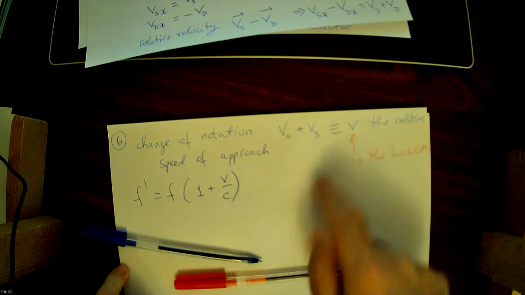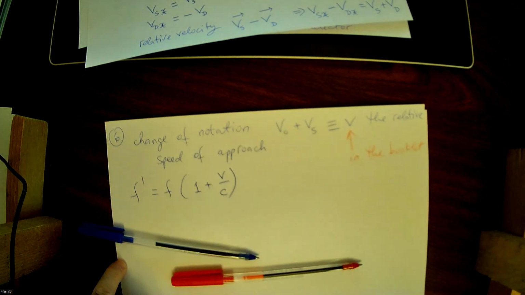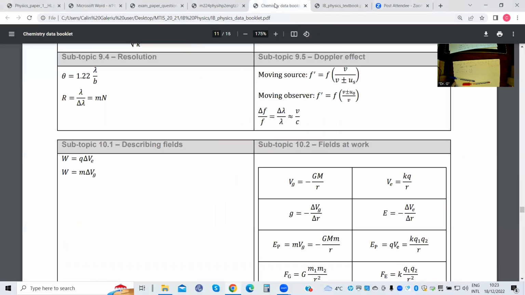So this v is no longer the speed of sound as it was in the first two formulas. Okay. And now we have to prove that delta f over f is equal to delta lambda over lambda is equal to v over c.